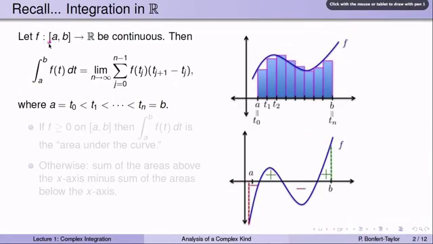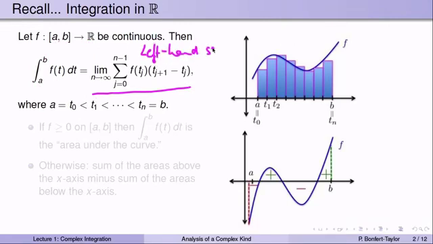Given a function f that's defined on some interval [a, b] and is real valued and continuous, we define the integral from a to b of f of t dt as the limit of these left-hand sums. So we take f at a point tj, multiply by the next point tj plus 1 minus tj, and we add all these things up.